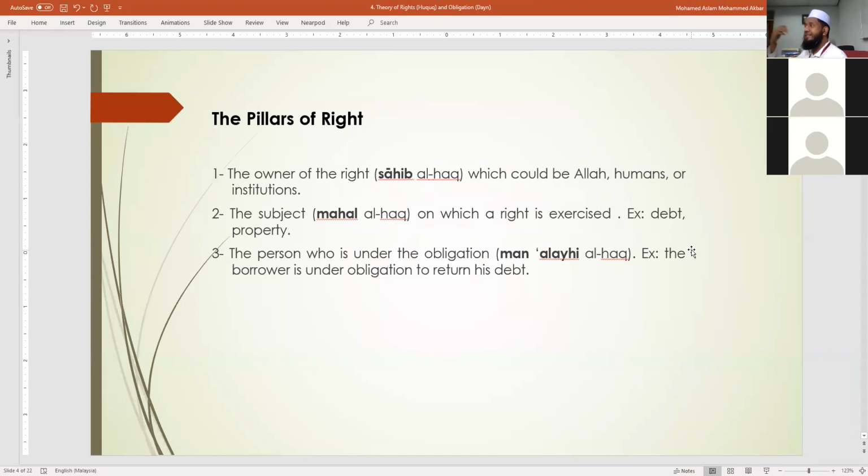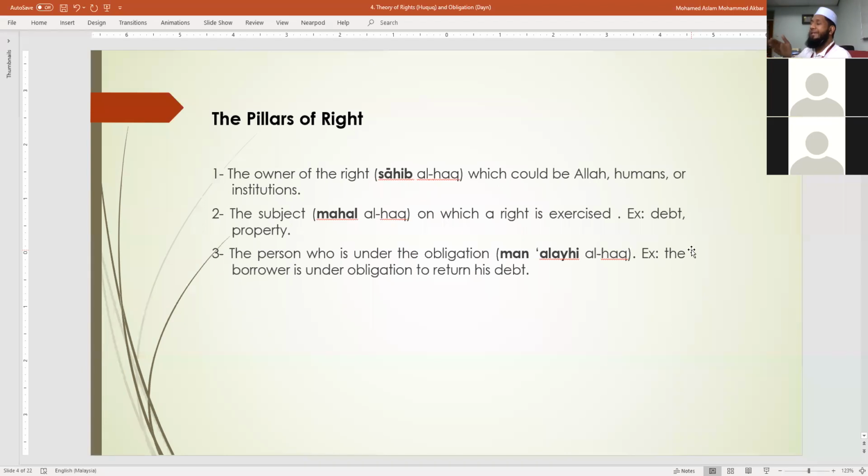Or let's say between son and father, the giving of sustenance, the proper upbringing, the proper house and education will become the subject matter, the mahal al-haq. Number three is the person who is under the obligation, man alayhi al-haq. Example: the borrower is under obligation to return his debt. So whoever has to do the thing will become man alayhi al-haq, which means the person who is supposed to fulfill the responsibility.